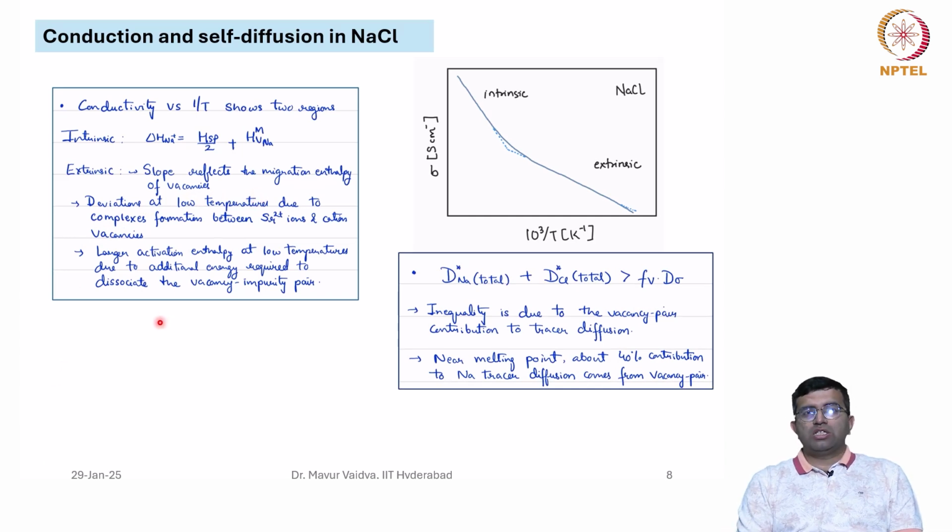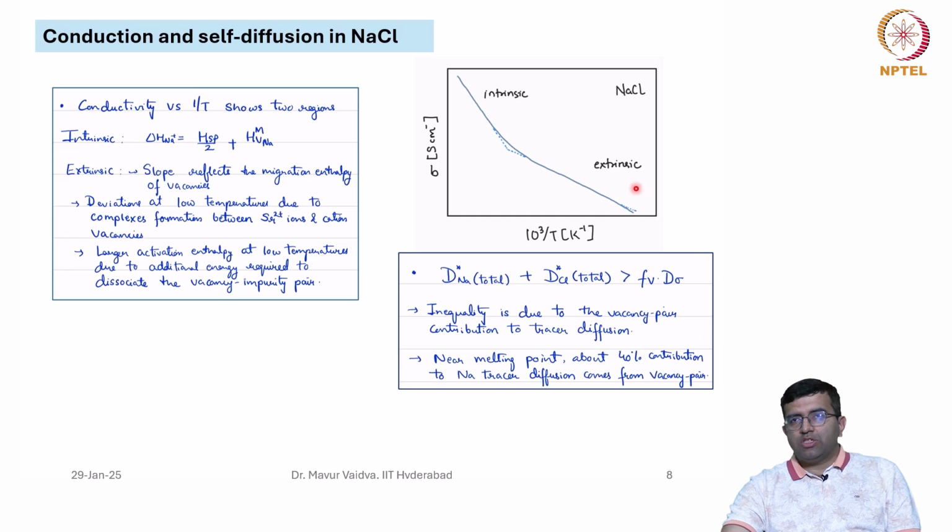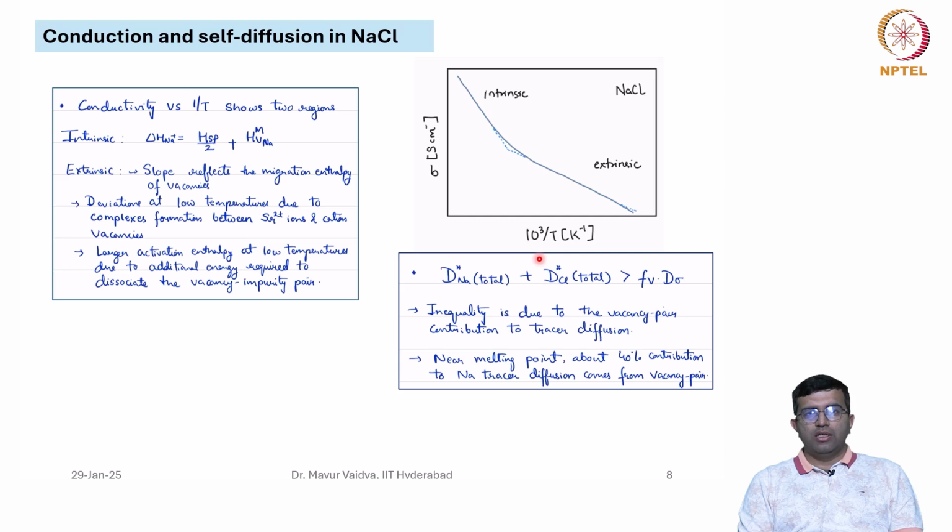There are certain deviations at lower temperatures which are indicated here. These are due to the complex formation between Sr2 plus ions and the cation vacancies. So, the impurity vacancy complexes form. Then there is the large activation enthalpy at the lower temperatures.